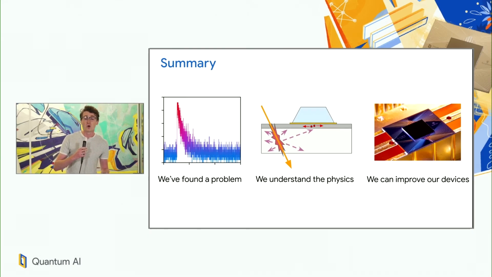So in summary, overall, we found a really interesting physics problem. High-energy radiation produces highly correlated and therefore difficult to correct error events on our chips. But using the metrology techniques we've developed, we think we understand the underlying physics, and we think we understand how to improve our devices for the future to enable us to move towards our goal of scaling quantum error correction up.